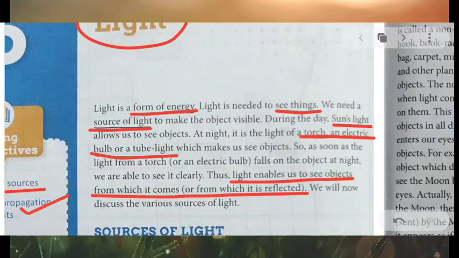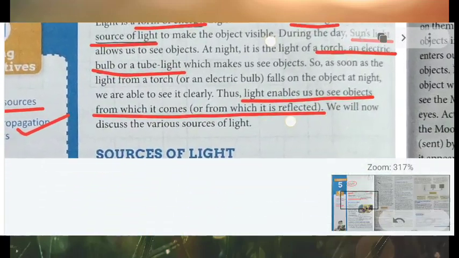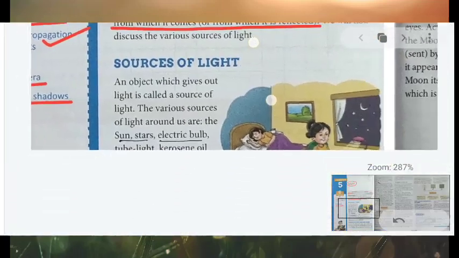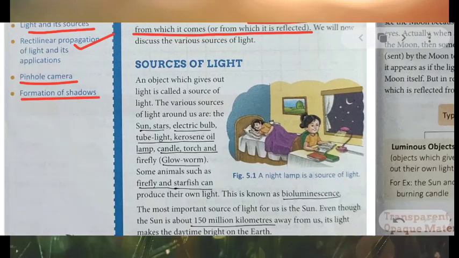We will now discuss the various sources of light. Let us see what the various sources of light are. Now here we can see that an object which gives out light is called a source of light. The definition of source of light is: an object which gives out light, which is capable of emitting light, is called a source of light.